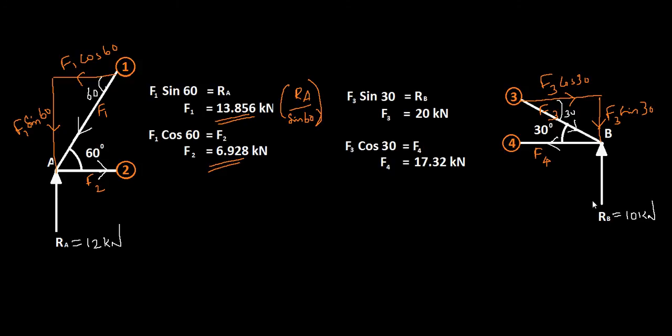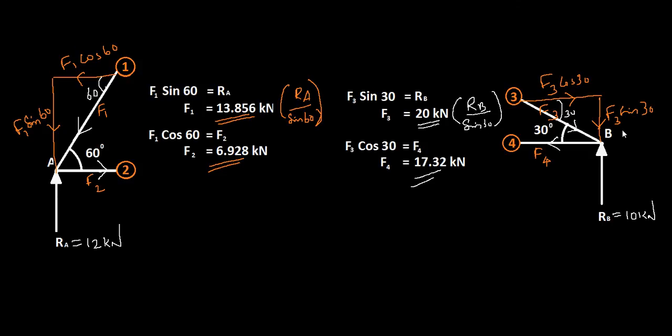So you have Rb equal to F3 sin 30, or F3 equal to Rb divided by sin 30, that is 20, and F4 equal to F3 cos 30 here, that will be 17.32, and F3 is 20 kilonewton. F4 is acting away from the joint, and also F2 is acting away from the joint.